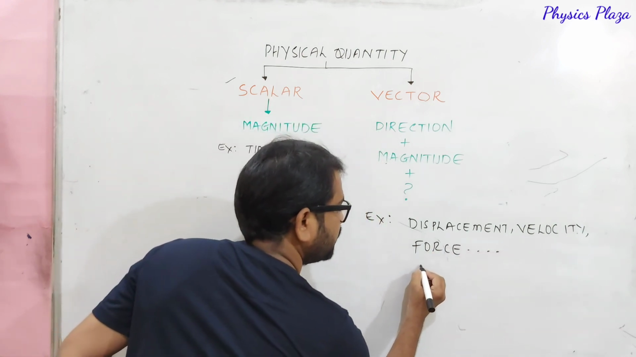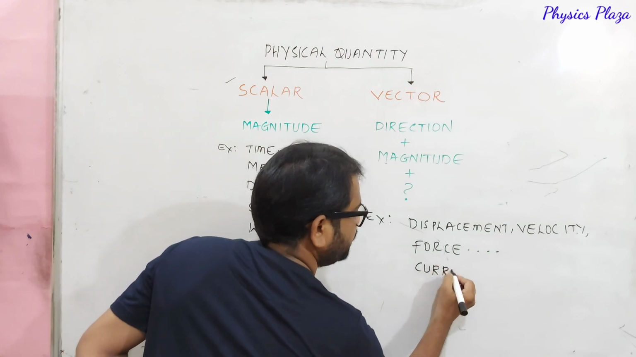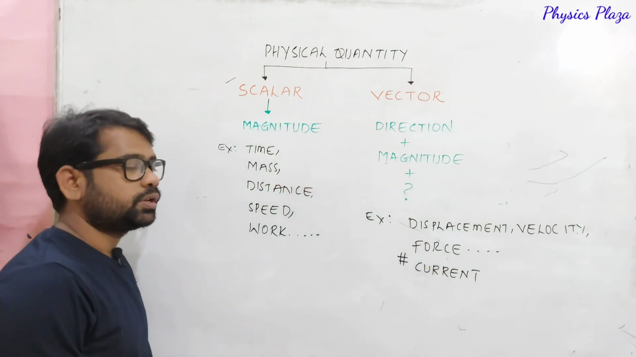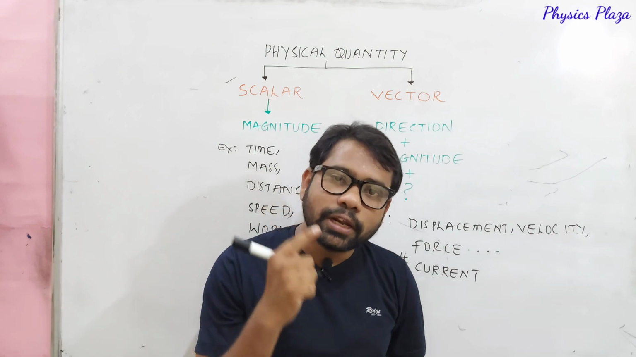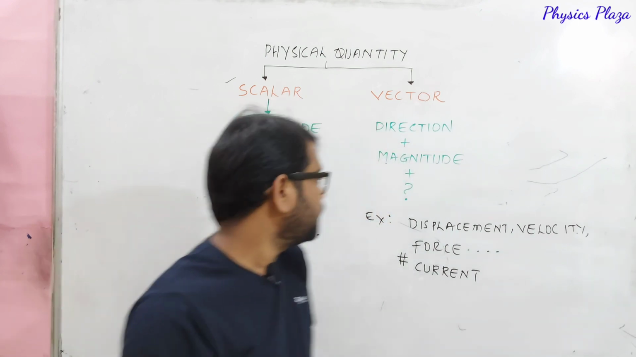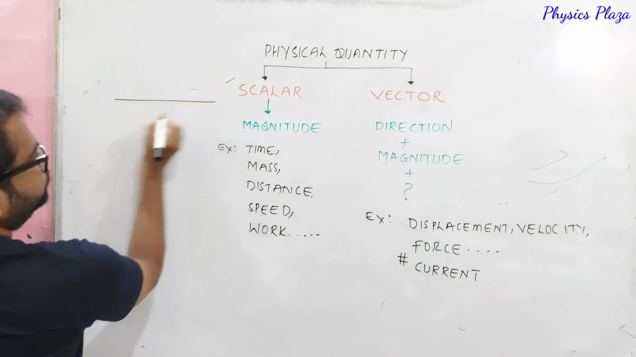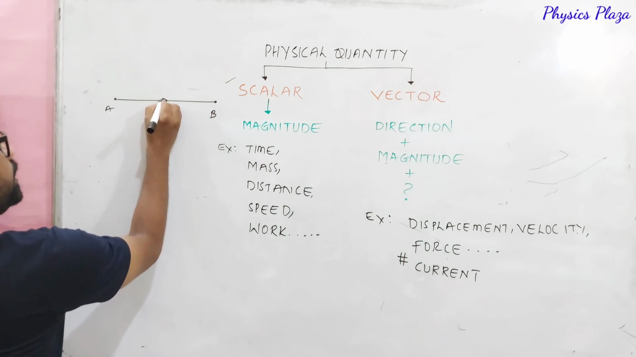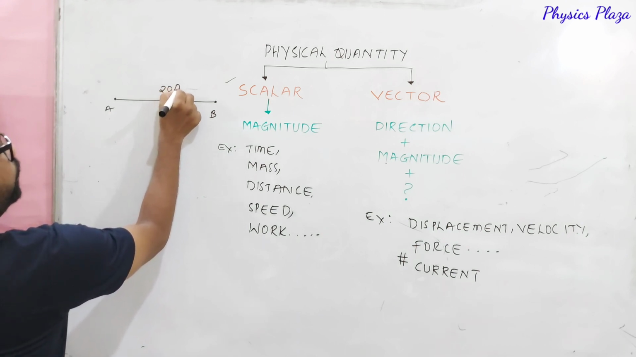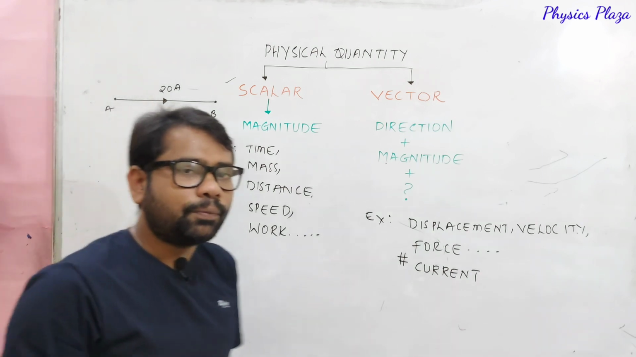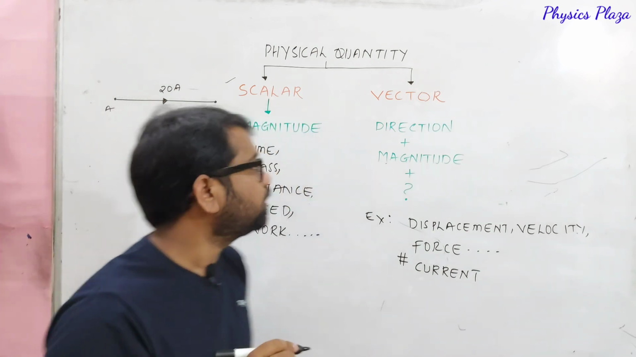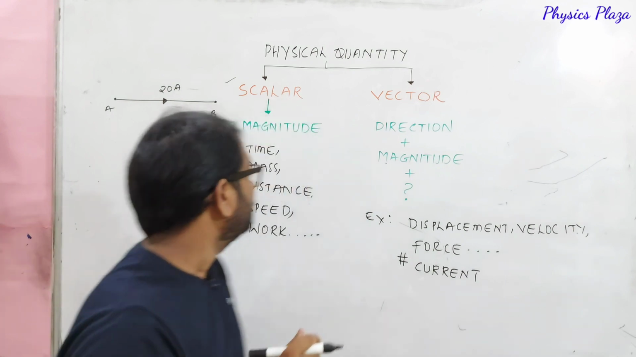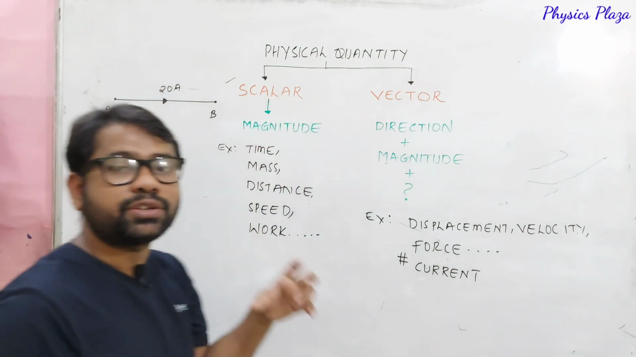Let me write current also here. There will be a little bit of confusion about current actually. So children, what is a vector? A physical quantity should have a magnitude as well as direction. Now for example, let me take a wire, with a point A and a point B. Through this, from A to B, 20 amperes current is flowing. Now let us check whether current has direction or not. Of course, it is going from A to B. Obviously, current has direction, but how much? 20 amperes. So it has a magnitude.